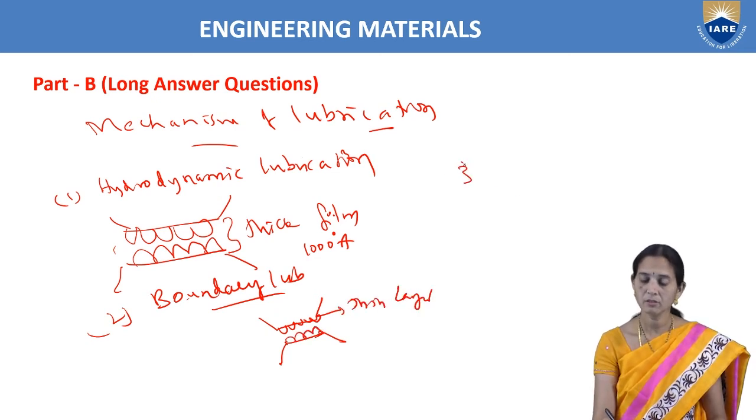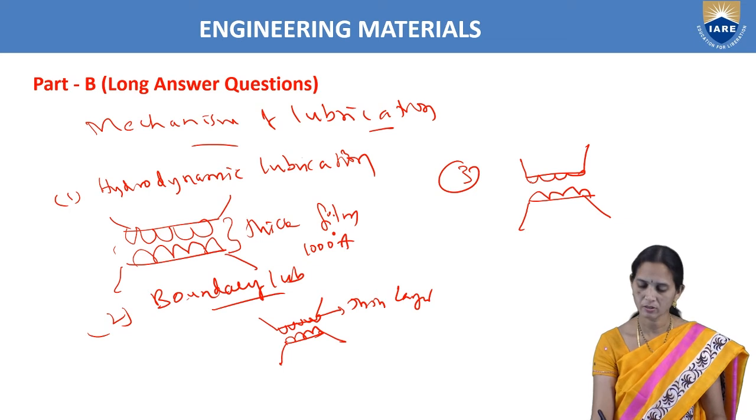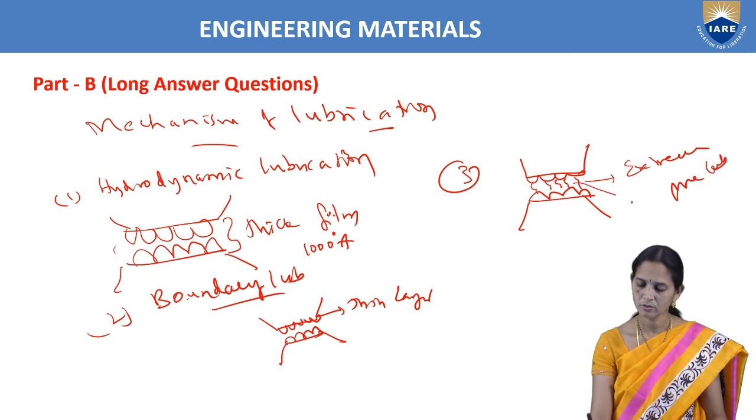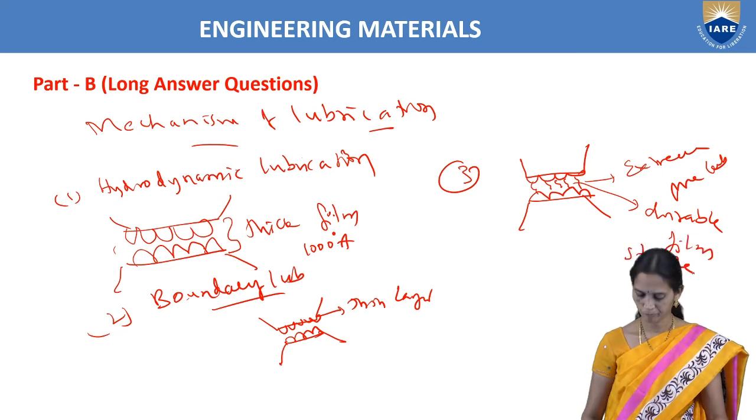Next, the third one is extreme pressure lubrication. So that is, a thick layer is formed with the chemical additives we are using. So we are going for extreme pressure lubrication. A durable film, a stable film is formed.